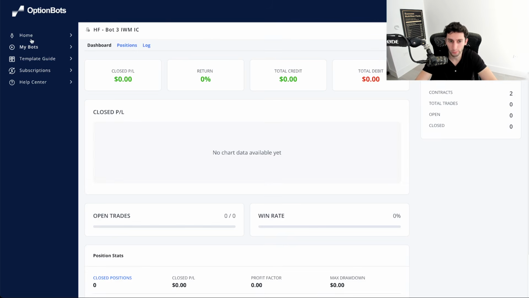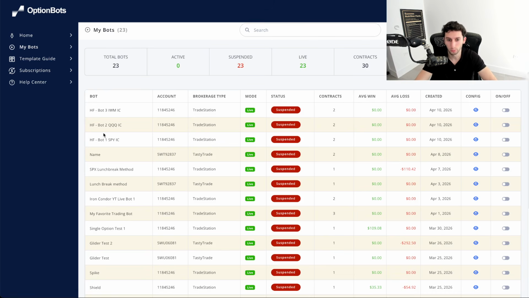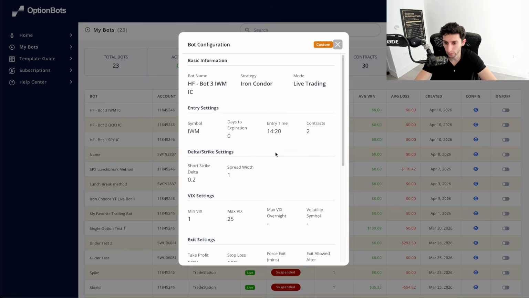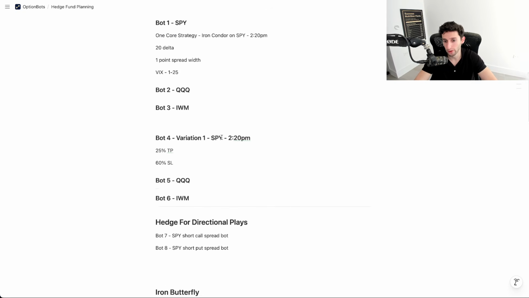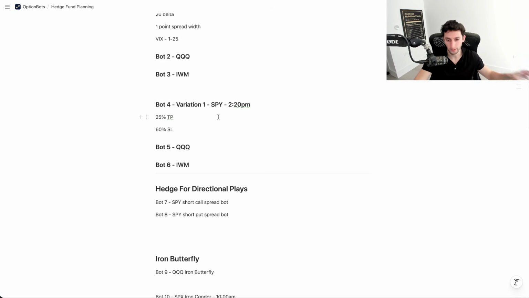And there we go. We got our 3 starter bots. So 3 of our hedge fund bots all out there with 2 contracts. We can view all of them here, make sure it all looks good. It looks pretty good from there. So now what we want to do is build the variations. So we're going to go ahead and build the variations.